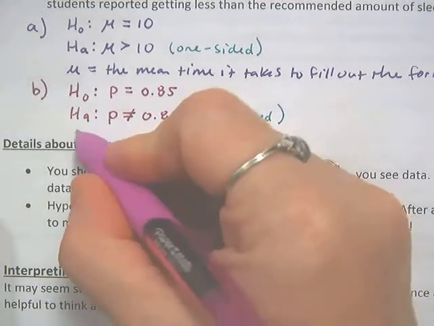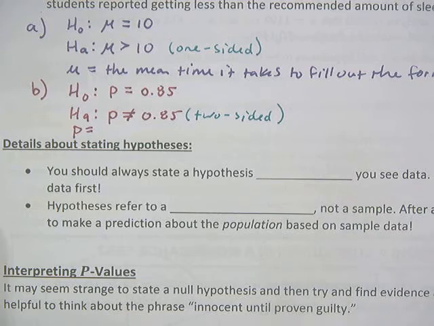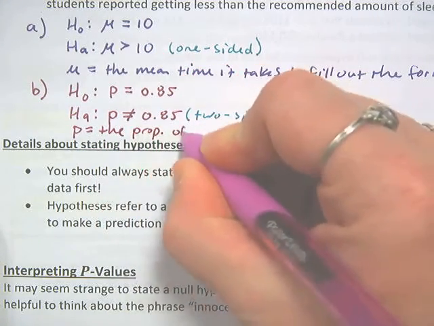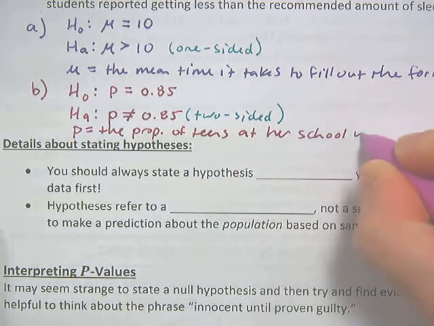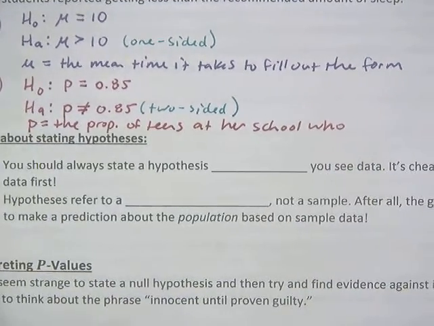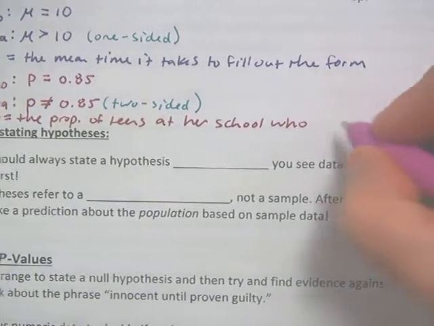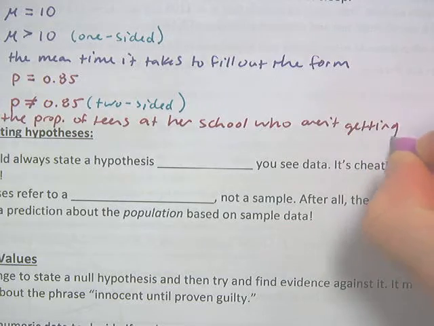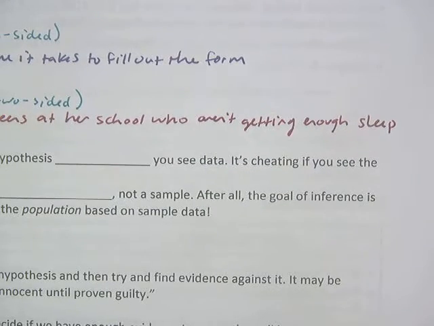Okay, all you need to do at this point is tell me, what does P stand for? If you're reading back up in the paragraph, it just represents the proportion of teens at her school. Specifically at her school. That's our population. Proportion of teens at her school who aren't getting enough sleep. And you can word that however you want. You can put too little sleep the same way it says it up in the paragraph.